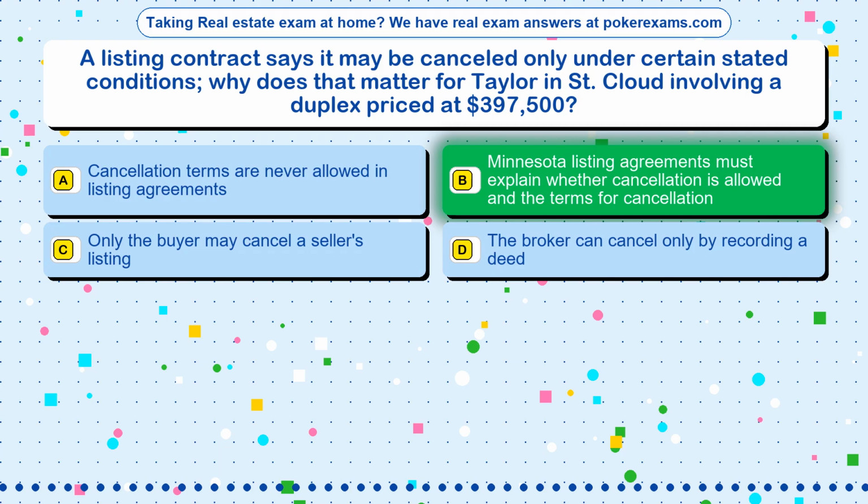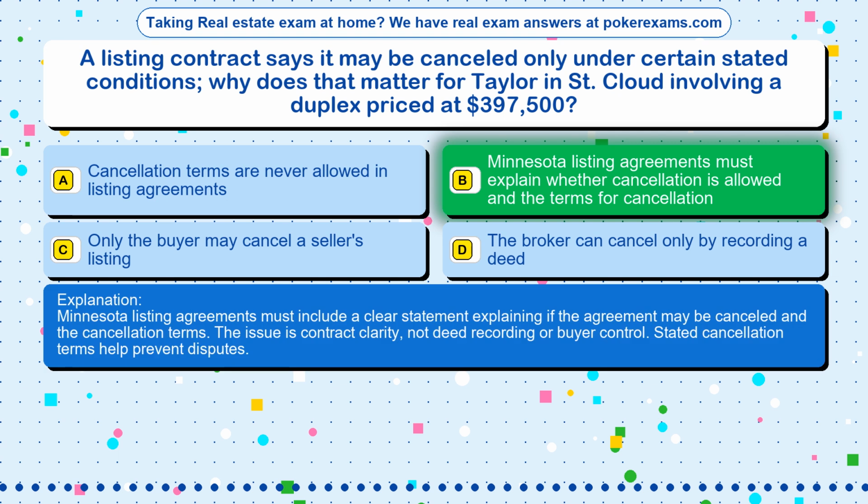The correct answer is option B. Minnesota listing agreements must explain whether cancellation is allowed and the terms for cancellation. Minnesota listing agreements must include a clear statement explaining if the agreement may be cancelled and the cancellation terms. The issue is contract clarity, not deed recording or buyer control. Stated cancellation terms help prevent disputes.